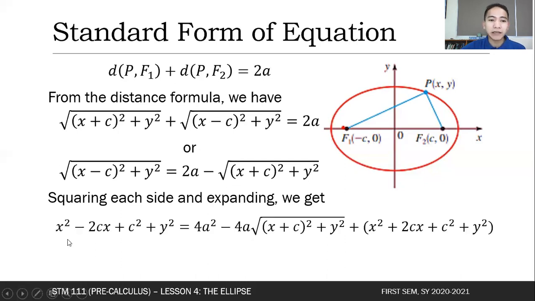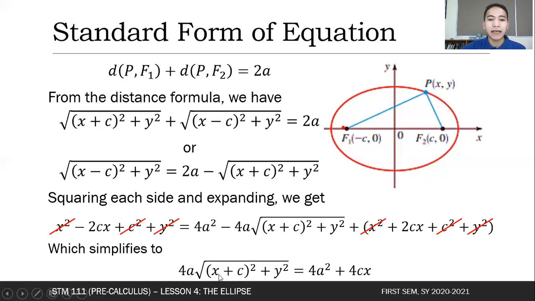Okay. So notice here, meron mga terms na meron on both sides of the equation, like x squared, so we can cancel. Then we have c squared, then we have y squared. So yung matitira na lamang ay 4a, the square root of the quantity x plus c squared plus y squared is equal to 4a squared plus 4c squared.